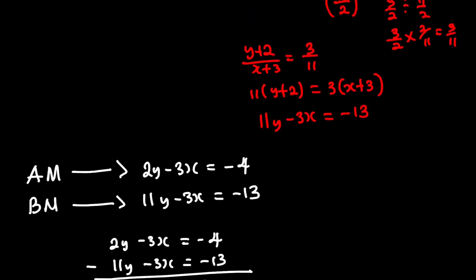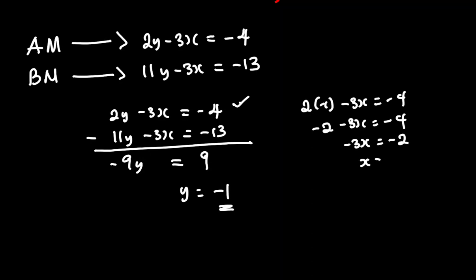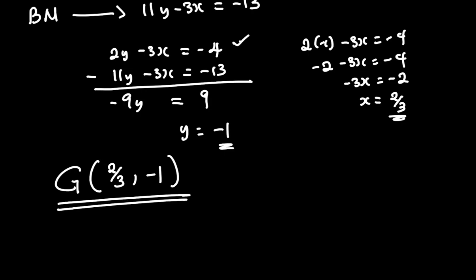I've gotten y. Now, since I've gotten y, I'll move quickly to get my x by substituting. I want to substitute in this so that I'm going to have 2 into minus 1, minus 3x is equals to minus 4. So this is minus 2 minus 3x is equals to minus 4. This minus 3x is equals to minus 2. So x is actually 2 by 3. So I'm done with that aspect. Therefore, the coordinate of point G is actually 2 by 3, comma, minus 1. So I'm done with finding the coordinate of G.